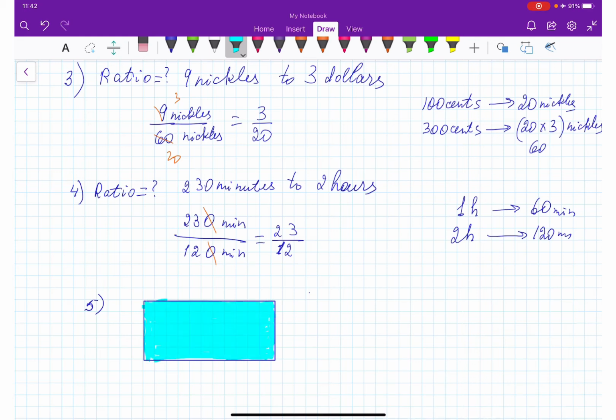Okay. So here what we have, the width is 54 feet.